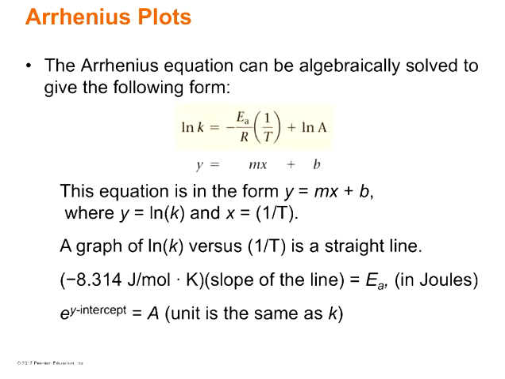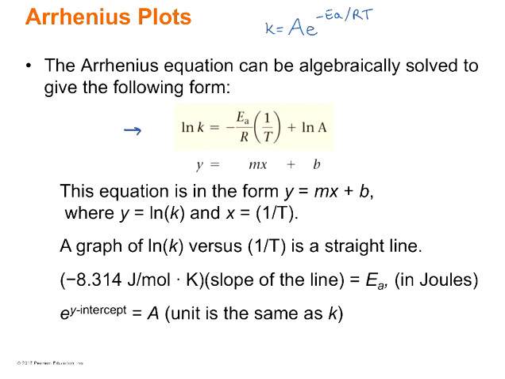I mentioned earlier that there was a different form for the Arrhenius equation, because the form we saw earlier can be a little complex in terms of calculations. So instead, we can rearrange the equation to give us a linear form, where the natural log of the rate constant, k, is equal to negative Ea over R times 1 over T plus the natural log of the frequency factor A. Again, this is in the form of y equals mx plus b.